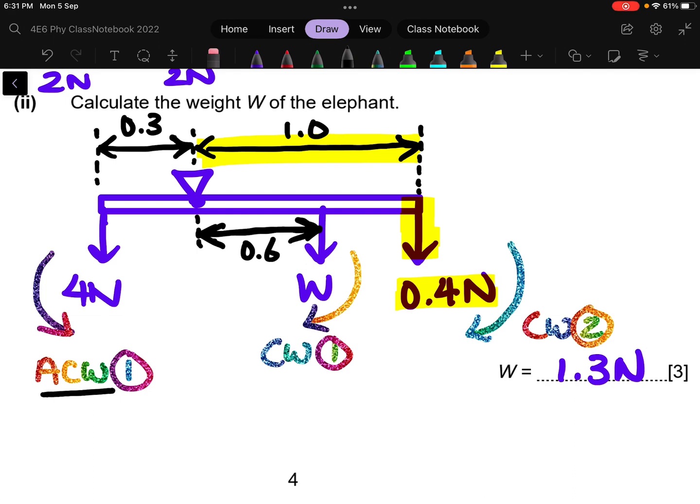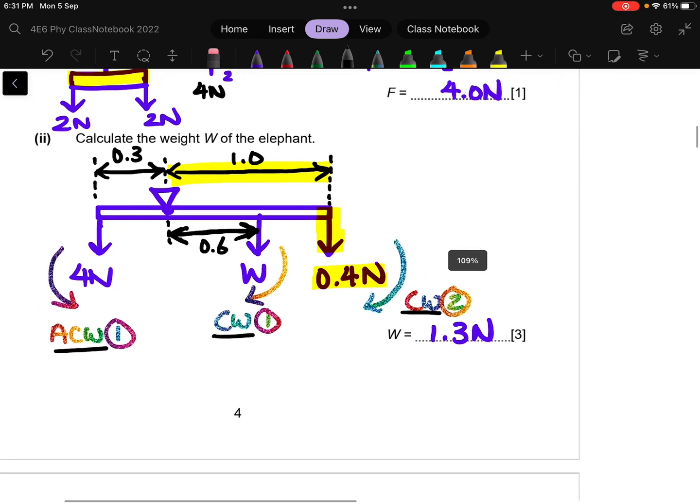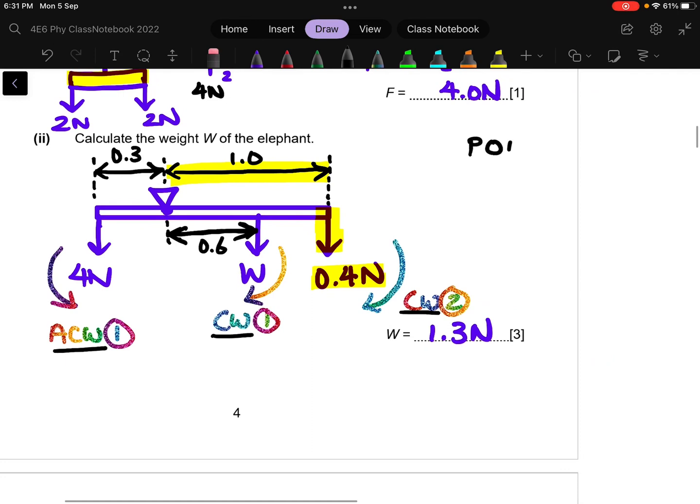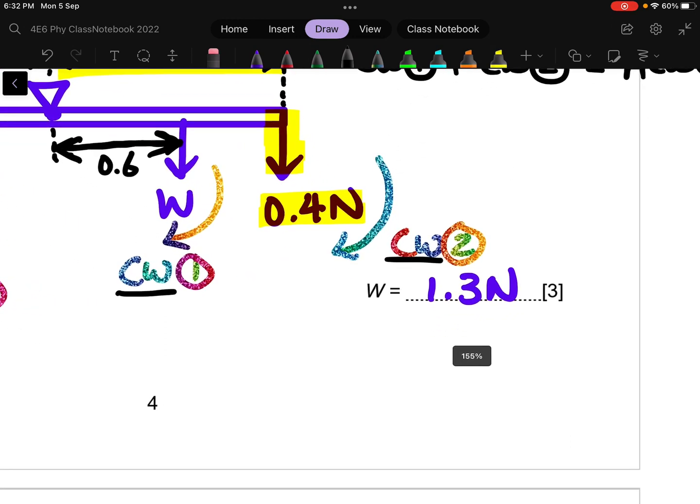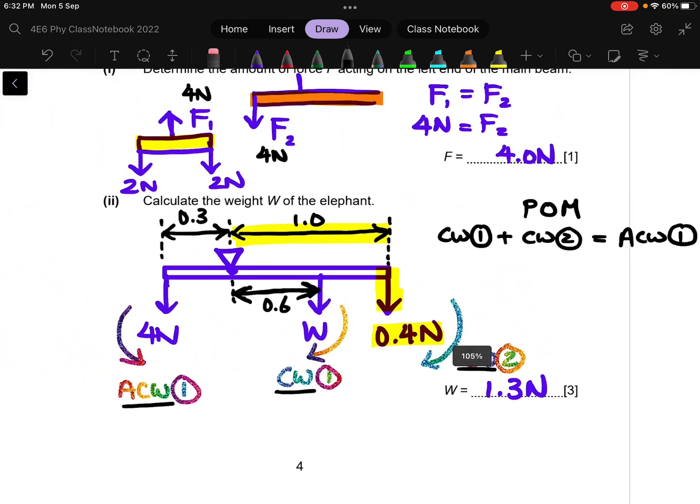Each of them will produce its own turning effect. You need to use your principle of moment, right? When you apply the principle of moment, what it tells you basically is that the clockwise turning effect of 1 and the turning effect of 2 must be equal to the anti-clockwise turning effect of 1, whereby all the moments basically cancel out each other's turning effect. If you equate them correctly, you'll be able to find that W equals 1.3.